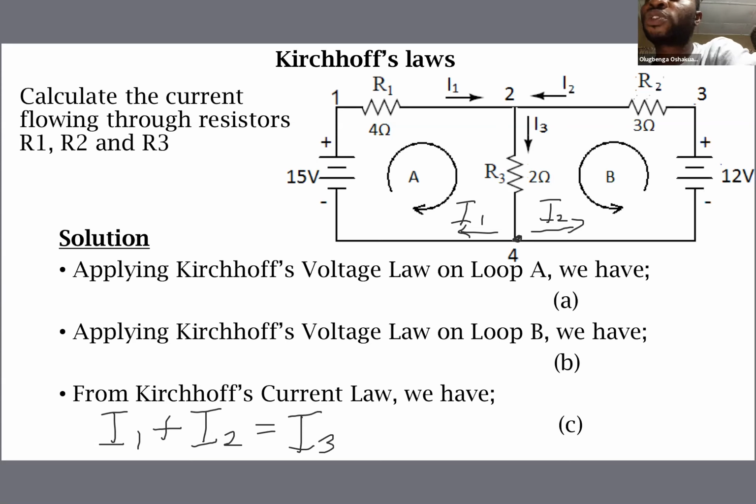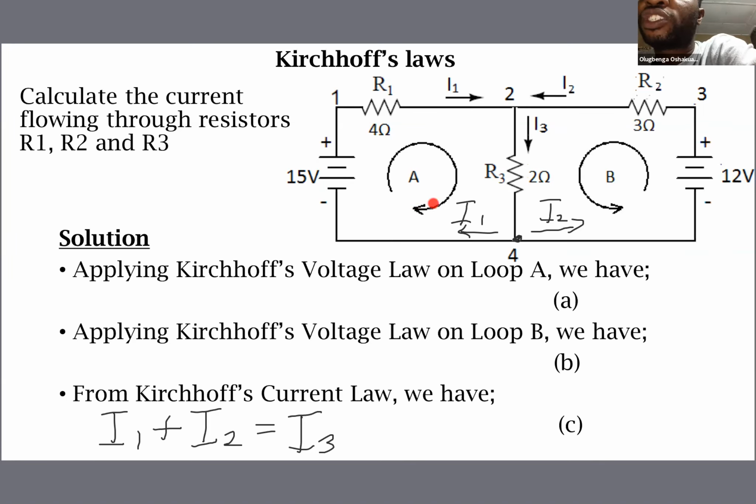Then the Kirchoff's voltage law. Kirchoff's voltage law tells us that the algebraic sum of voltages in a closed loop is zero. So we'll take this as loop A, and we'll take this as loop B. And the direction of this arrow tells us how we are going to navigate the loop. So in this loop, we'll say that the voltage is 15 volts, and the loop is in this direction.